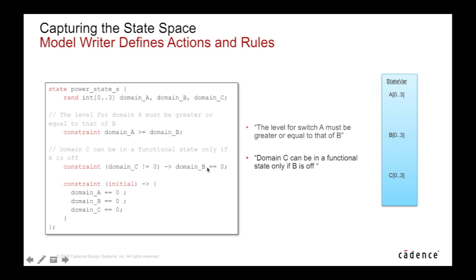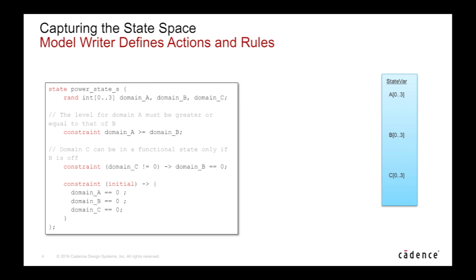Now there's one thing that was not provided but was clarified: they all start in their off mode. So here it is. This is how you write it in PSS. Power state, initially, all the domains A, B, and C are off. And we're done with that. We just modeled our state variable.